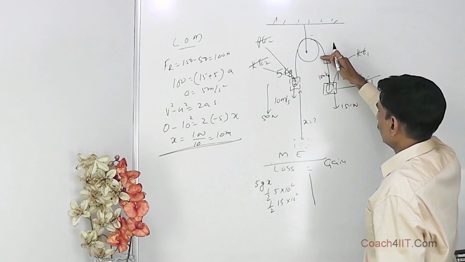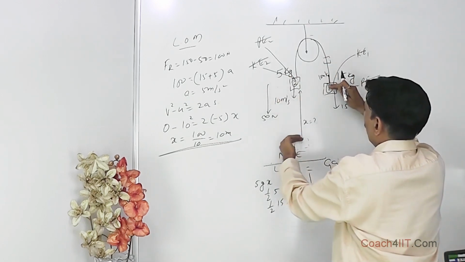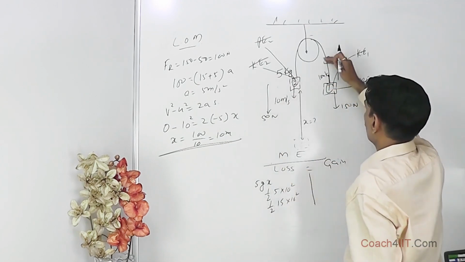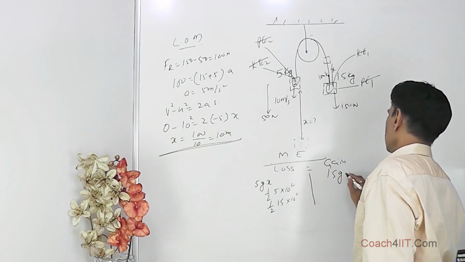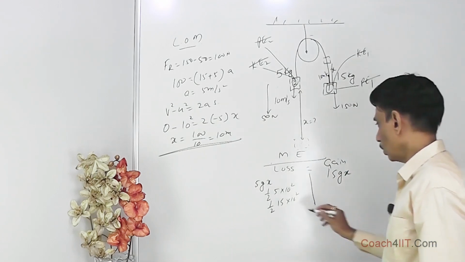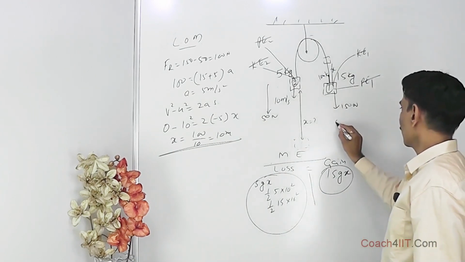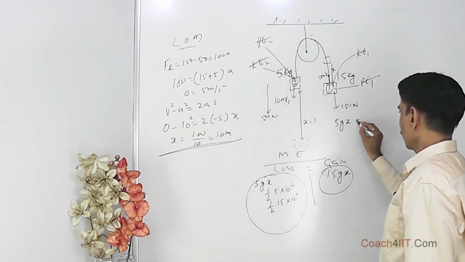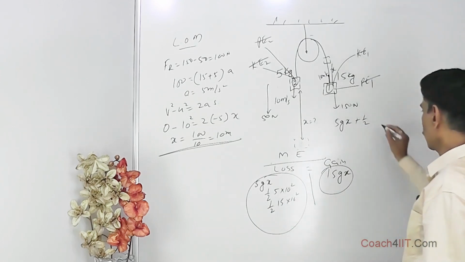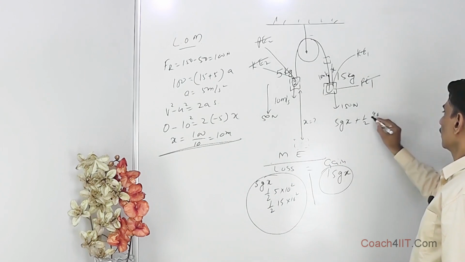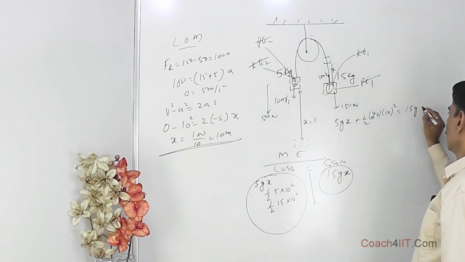This has gone from here to here. How much has it gone from here to here? It has gone the same distance. This has been lowered by x meter, so this will go up by x meter. So the potential energy gain is 15 gx. So what we are going to do is, losses equal gains. We say 5 gx plus half 5 v square plus half 15 into 10 square, so it is going to be half 20 into 10 square is equal to 15 gx.